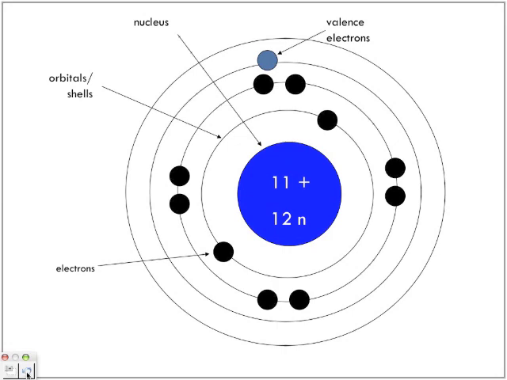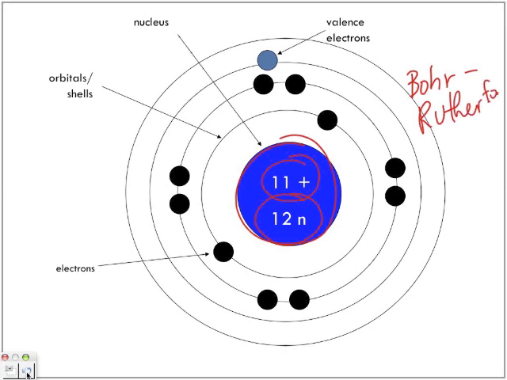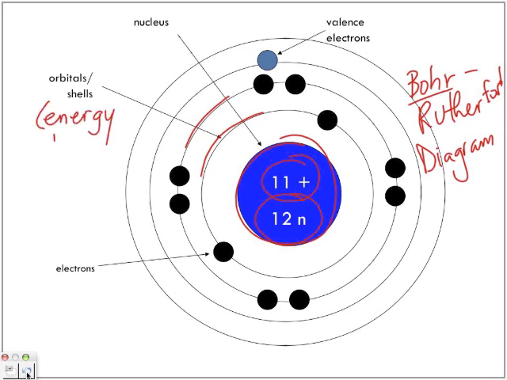This diagram, because we have labeled the nucleus with the number of protons and the number of neutrons together, is what we call a Bohr-Rutherford diagram. So be careful if you're asked to draw a Bohr-Rutherford diagram. Bohr said that these electrons orbit at certain energy levels. We've talked about this before. The orbitals, shells, represent energy levels.